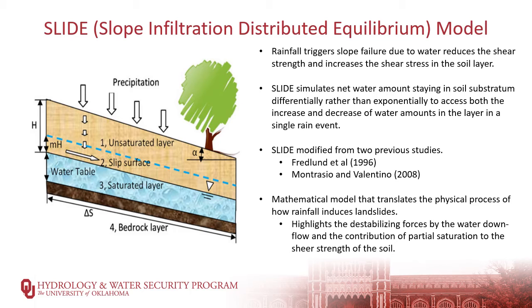I should also mention that this model assumed that the soil layer was 2 meters thick, and they did this instead of using varying thicknesses to reduce computational load when the model was actually run. And you can see here in this cartoon to the left, it shows the precipitation moving down, and where the slip surface would be, in between the saturated and unsaturated layers. That's where the slip surface is assumed.